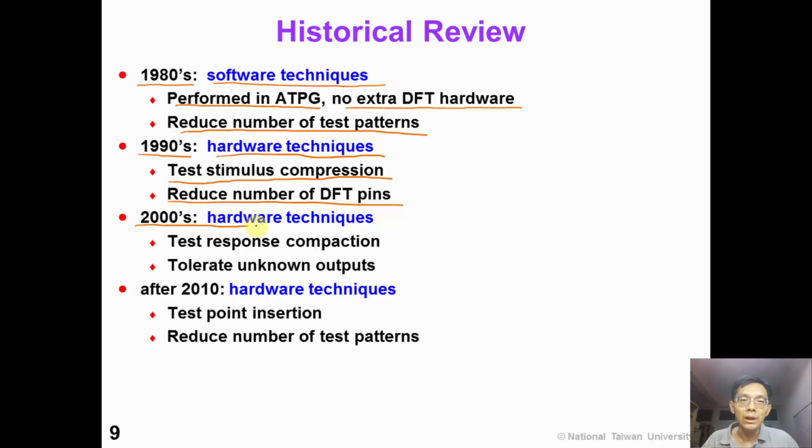In the year of 2000, people began to look at test response compaction. The reason was that there were many unknown outputs. If we cannot handle these unknown outputs properly, they would corrupt our test response compaction. After 2010, when test stimulus and test response compression were pretty much done, people started to look at test point insertion to reduce the number of test patterns.